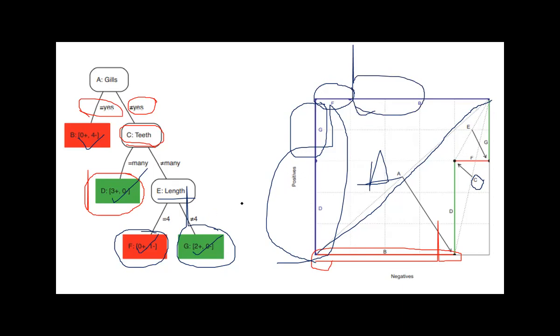Now E, where is E? This is E. Similarly, this is F, this part, and this is G. And this is the part where D comes. So this is how the coverage graph can also be shown. So this is our rule model.